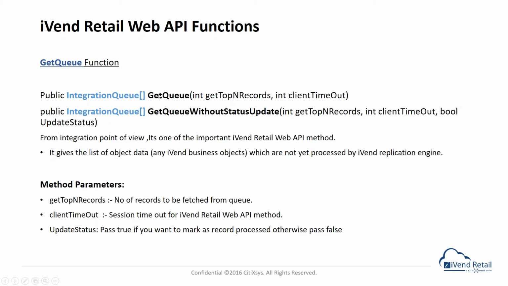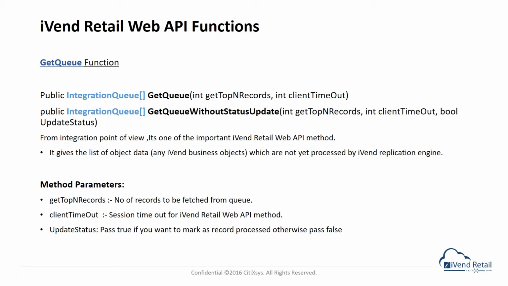Now what is important is that you have multiple getQueue functions based on your requirement. If you use the normal getQueue function as specified here, it gives you the data and marks that data in the iVend integration queue as consumed. So it is your responsibility to store that data in your integration, probably by going for MSMQ or any other queuing mechanism like RabbitMQ and so on, so that from the iVend standpoint, this data once fetched is consumed.